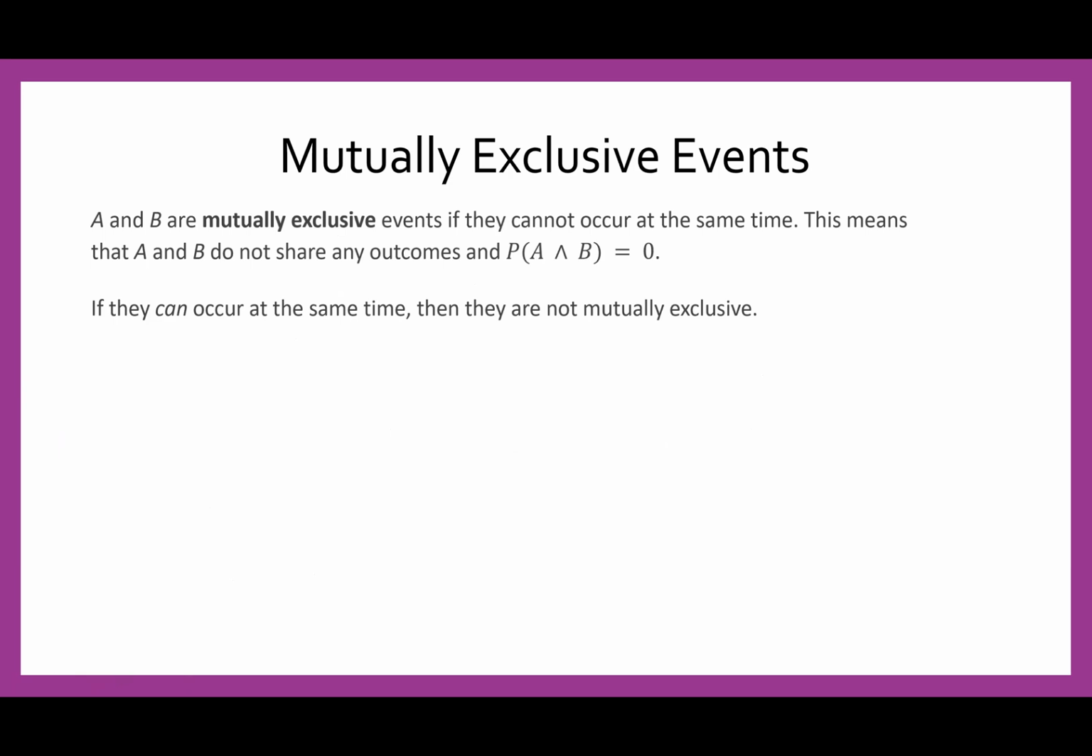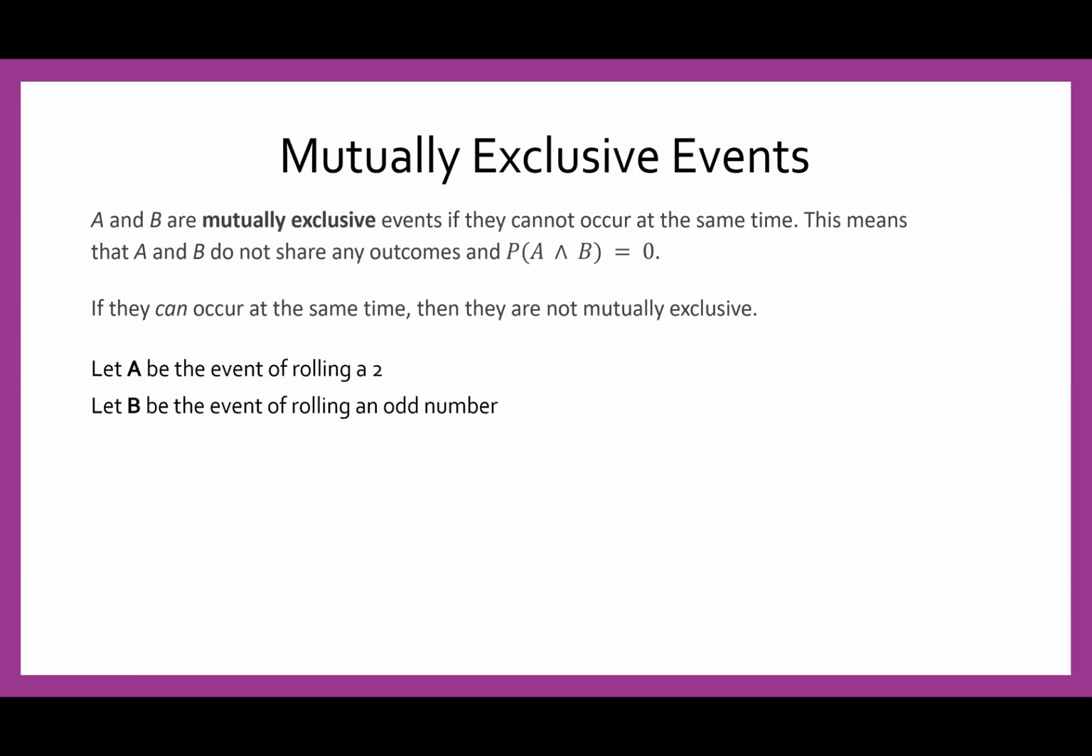Mutually exclusive events. A and B are considered to be mutually exclusive events if they cannot occur at the same time. This means that A and B do not share any outcomes. In particular, it means that the probability of A and B is 0, right? Because A and B cannot happen. If we go back to the first slide, we'll see that if something cannot happen, the probability of it is 0. If they can occur at the same time, then they're not mutually exclusive. It seems like an obvious statement, but we'll use it in a second.